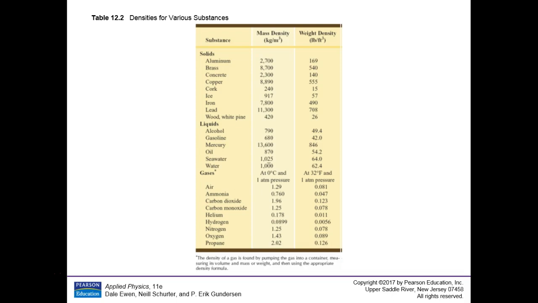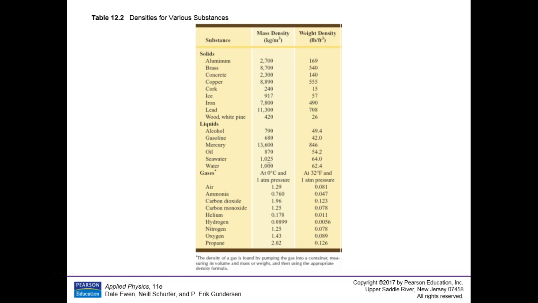Lead is one of the densest of the metals. That's why they put lead sinkers on fishing hooks to drop them down. I'm not a fisherman, but I've been around enough to know. So lead is very dense, 11,300, compared to any of the others, 708 pounds per cubic foot.